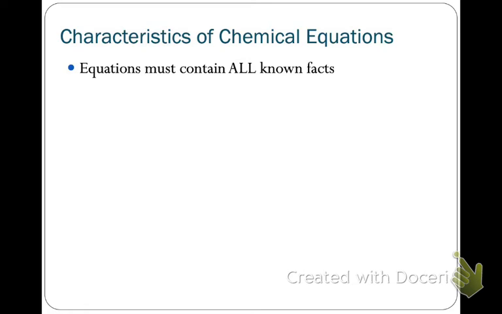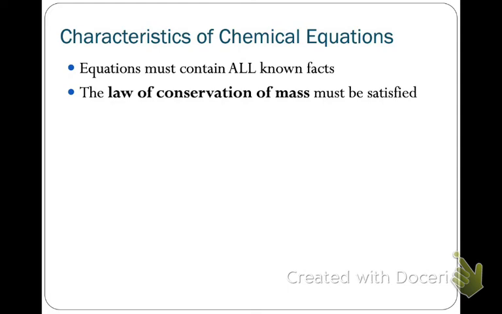So when we write out a chemical equation, we have to know that we write out everything we know about the reaction. We have to put in all the reactants and all the products. For right now, we're not really going to be worried about writing out chemical equations, but what we are going to be worried about is looking at the law of conservation of mass in a chemical equation.